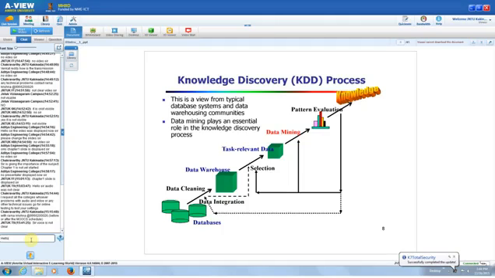Based on this, what data cleaning is needed, what integration is needed, what is the task relevant data, what should be the data warehouse structure, what kind of operations are needed, what mining technique is needed, what kind of pattern evaluation technique is needed. Everything is guided by your requirement. Is it clear to you?